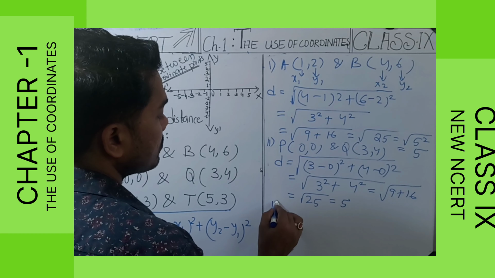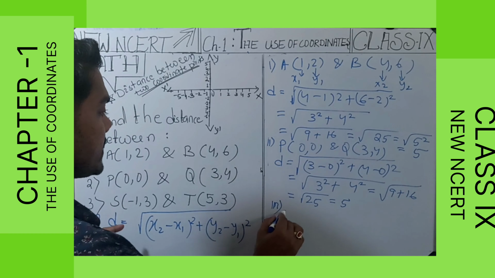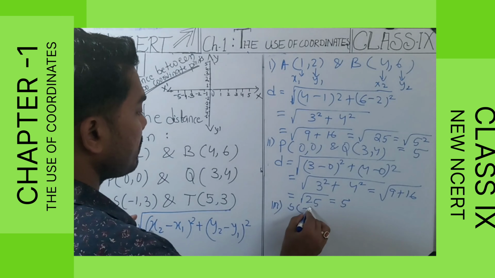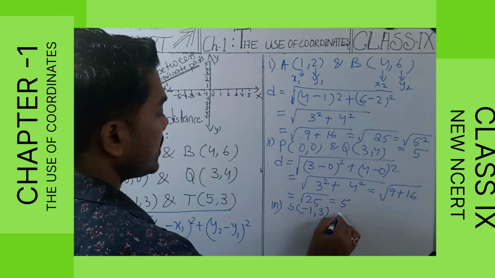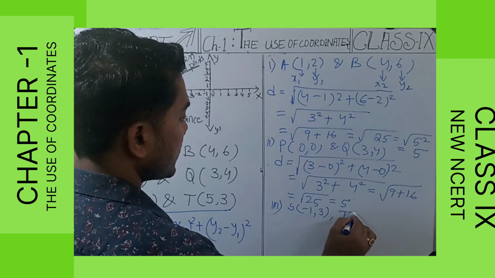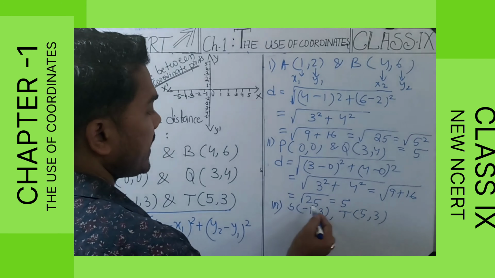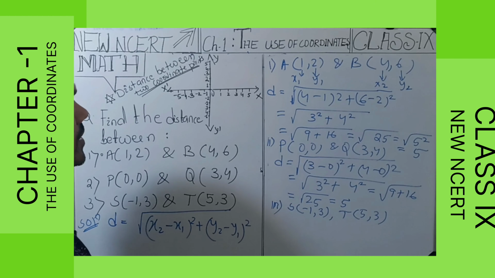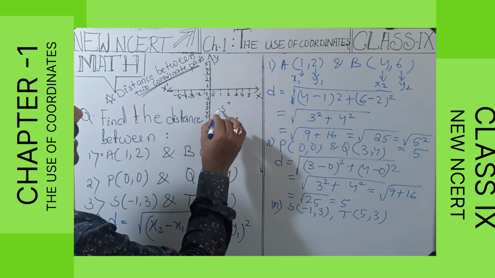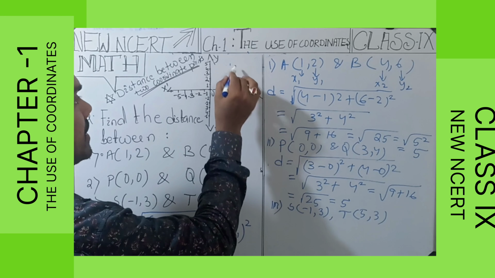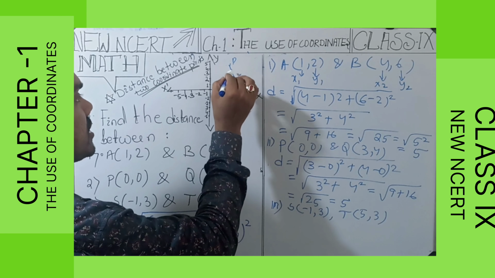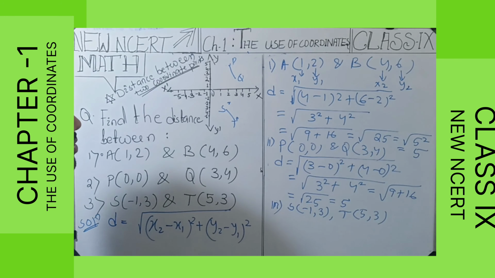So the third one students, S's coordinate points are given -1, 3, and T's coordinate points are given 5 and 3. So the distance between the points S and T we have to find out. Okay, so if any points are given here, S and T, or suppose P and Q, how can you find the distance between these points, right?